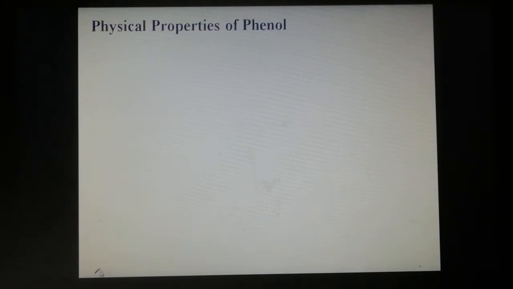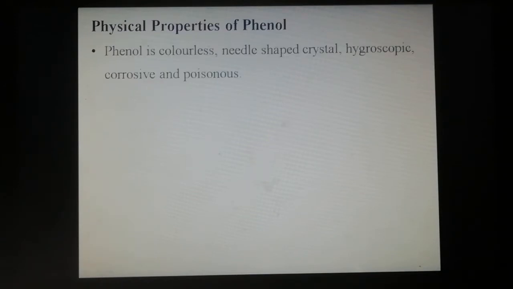Generally, phenol is a colorless needle-shaped crystal and hygroscopic in nature. Hygroscopic means a substance exposed to atmospheric air absorbs atmospheric moisture at ordinary temperature. Phenol is also corrosive and poisonous. These are the physical properties of phenol.